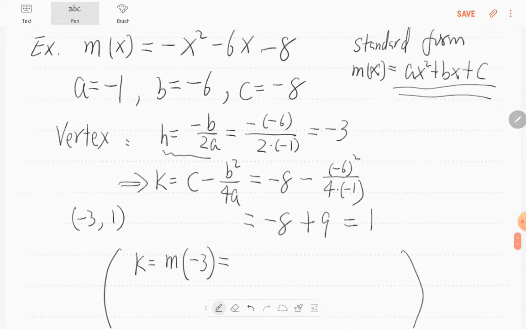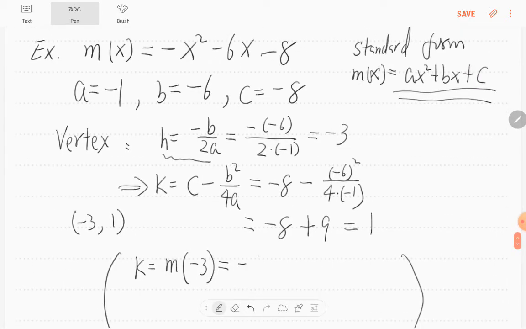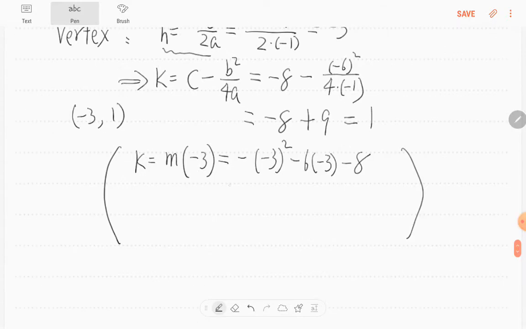So it's equal to negative 3 squared minus 6 times negative 3 minus 8. So this is the negative 9. This is the 18. This is the minus 8. So this is still equal to 1. You can see you will get the same answer. It depends on you which way you want to use.